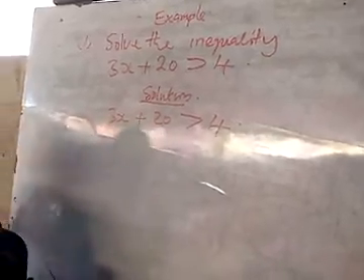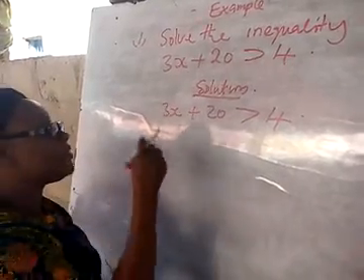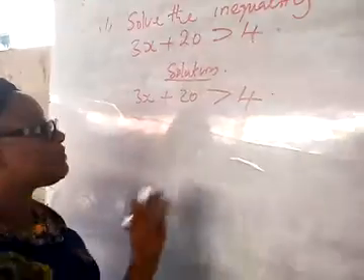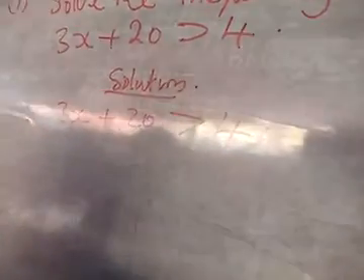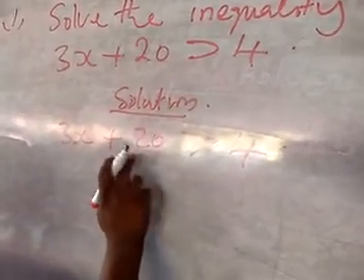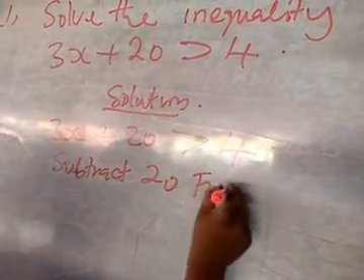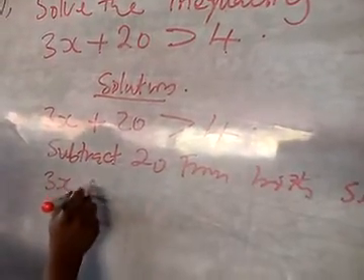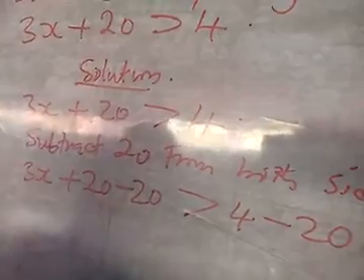Now, student, listen. We are going to use the same manner and the same steps we use in simple equations to solve this. Simple equation and this inequality are the same thing, but the difference between them is their sign. Now, we are going to use the balance method. In our balance method, we first eliminate this. To eliminate this, we subtract 20 from both sides. You have 3x plus 20 minus 20 is greater than 4 minus 20.